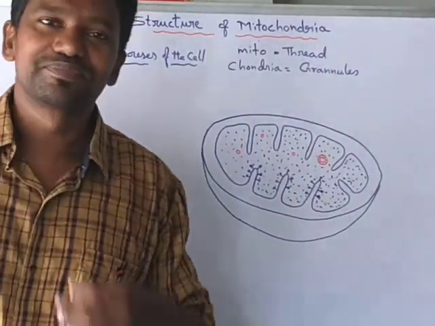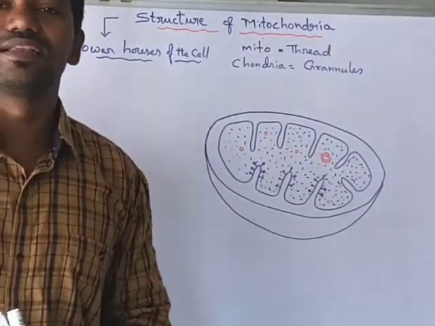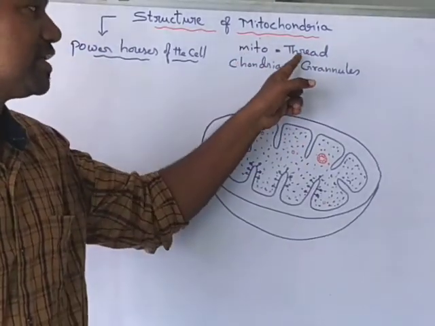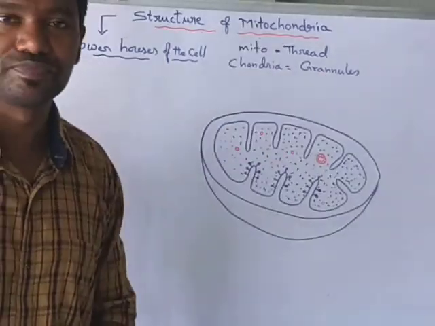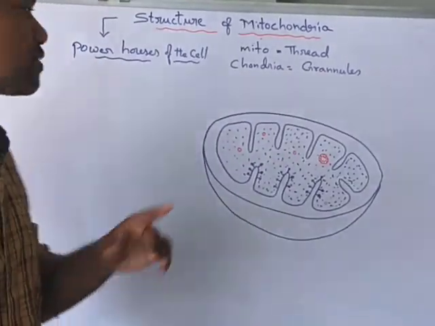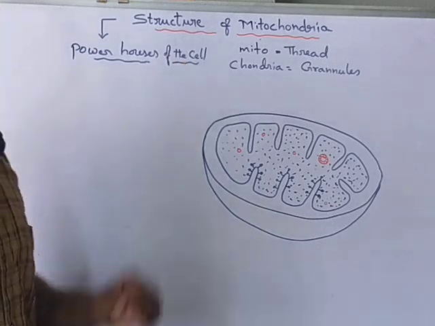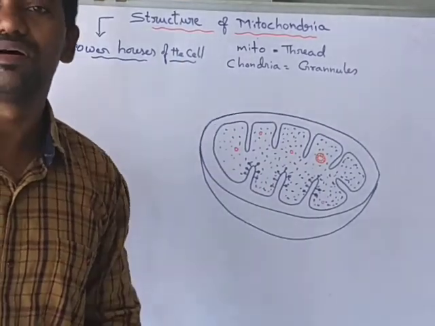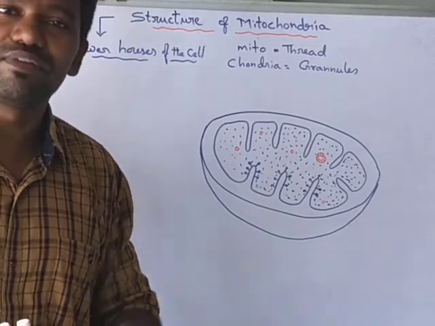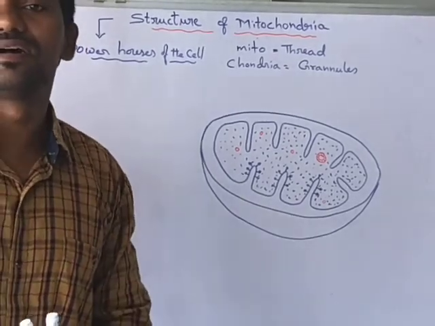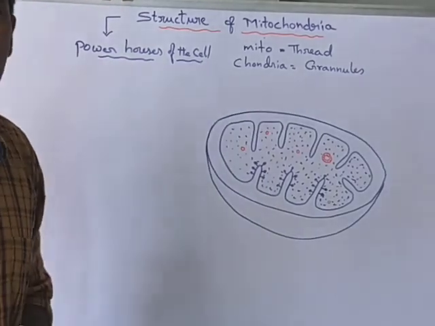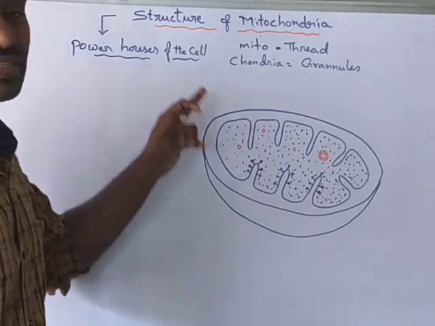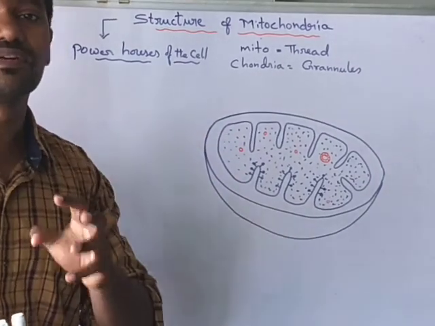Okay, in this video I will explain about another cell organelle, that is mitochondria. Mitochondria means mito means thread, chondria means granules. Generally the mitochondria is called the powerhouse of the cell, because it stores energy in the form of ATP. It provides energy to the cell through cellular respiration. That's why it's called the powerhouse of the cell or storehouse of energy.